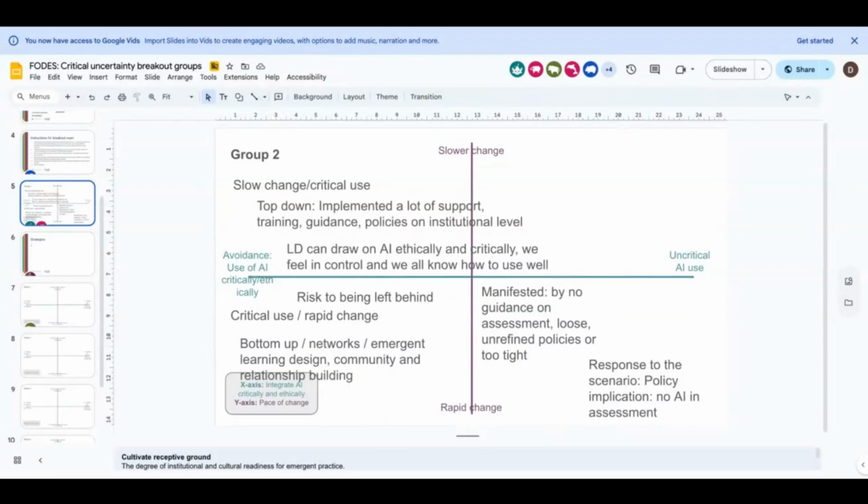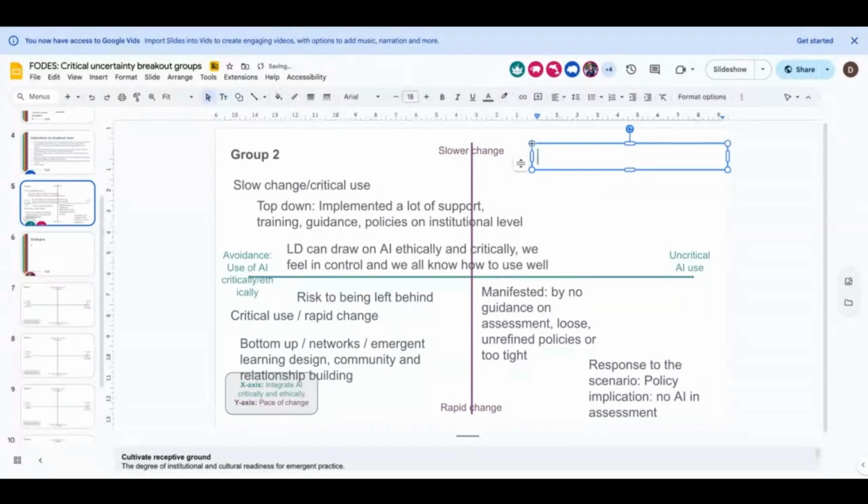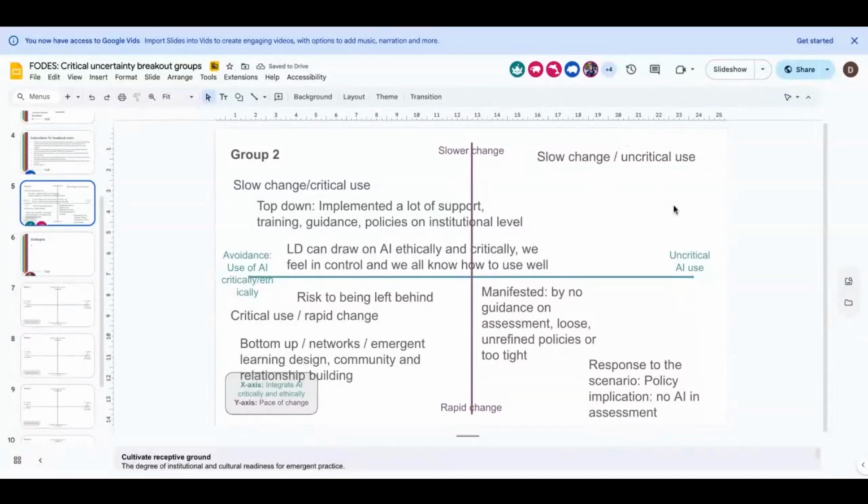And then just fill in your last box, which is your slower change, uncritical use, is people who don't take up AI use. No, uncritically or uncritical use. Well, uncritical in the sense that they're not thinking about the possibilities of it, just an outright rejection. Yeah. Or it's an inappropriate use.